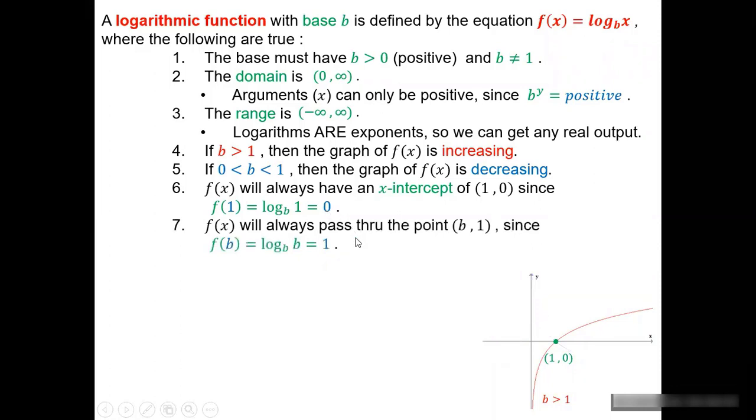Now f of x will always pass through the point (b, 1) as well, which means I would go out to b on our x-axis and up to 1 on our y-axis. And again, the reason for this is that if I plug in b into the argument, then the way to make this equation true is for the exponent to be 1, because b to the power of 1 gives itself.